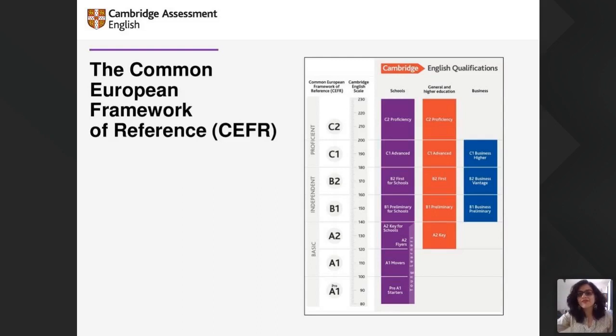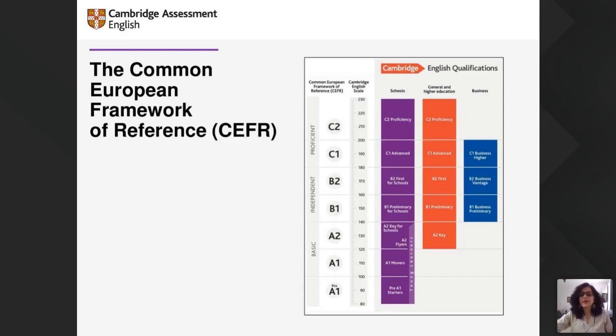And then you have the orange vertical, which is for higher education, where you start at the A2 level and go to C2 proficiency level. And then you have the business vertical, the Business English Certificate examinations, which are offered at three levels, starting from B1 and going to C1.